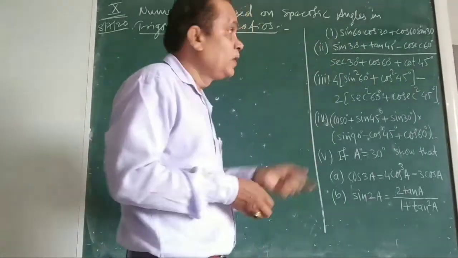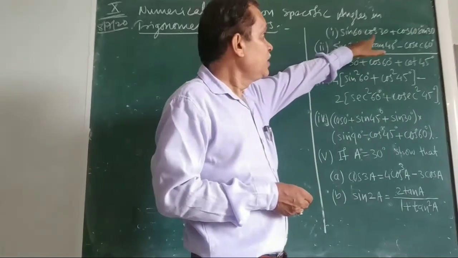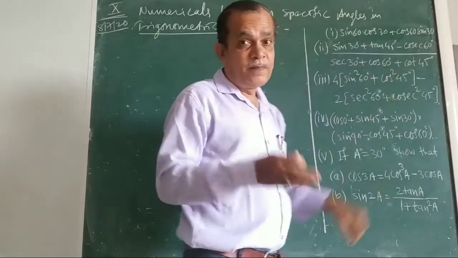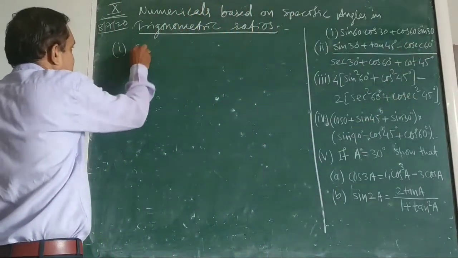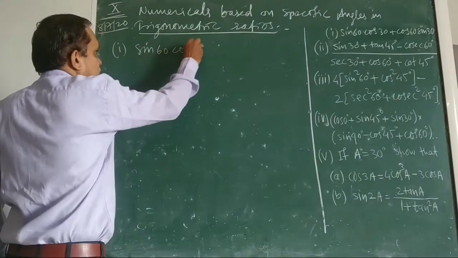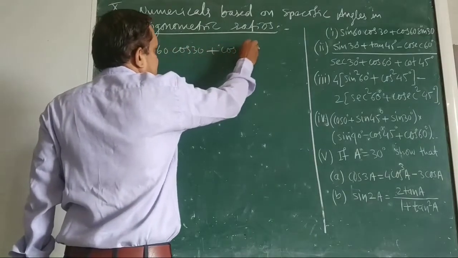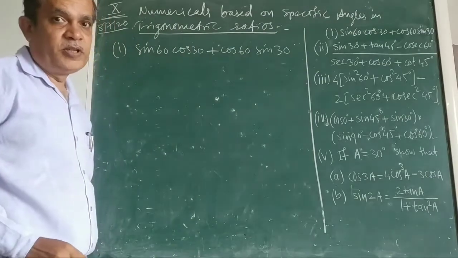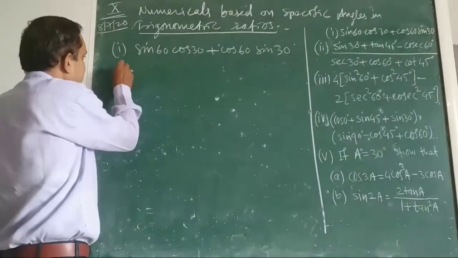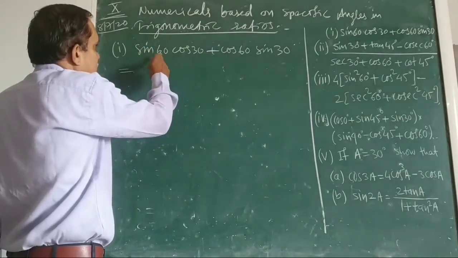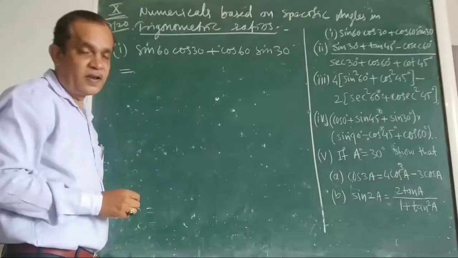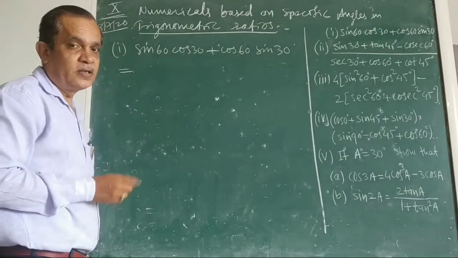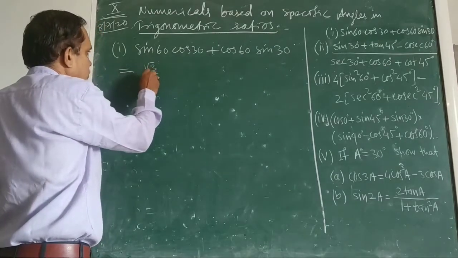Example 1. Find the value of sin 60 multiplied by cos 30 plus cos 60 multiplied by sin 30. You are asked to find the value of this. Now put the values of sin 30, cos 60, sin 60 and cos 30 in this. You know all the values. What is sin 60? Very good, root 3 upon 2.